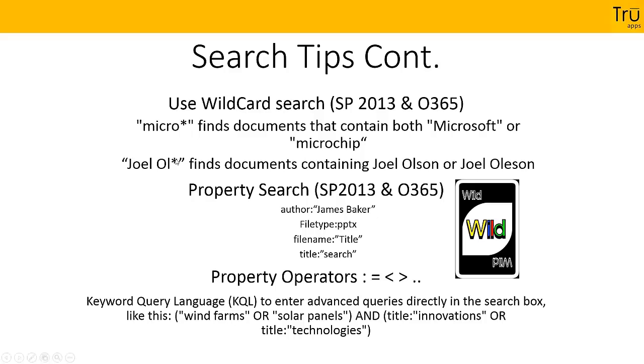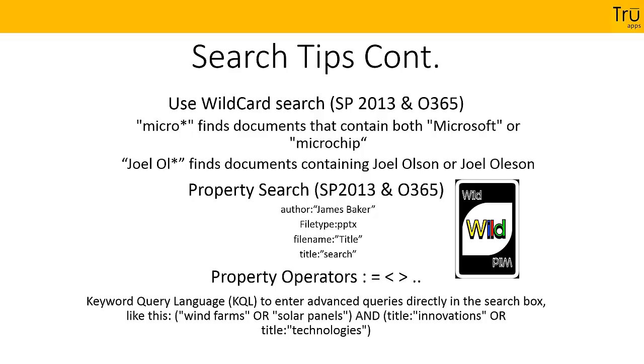And this could come in handy on authors of documents as an example. So for example, here we have this property search, which is also new in SharePoint 2013. We have author equals James Baker. We're using the quotes because we don't want this to be author James and the word Baker. We want this to be the author is James Baker. So we use quotes around James Baker.